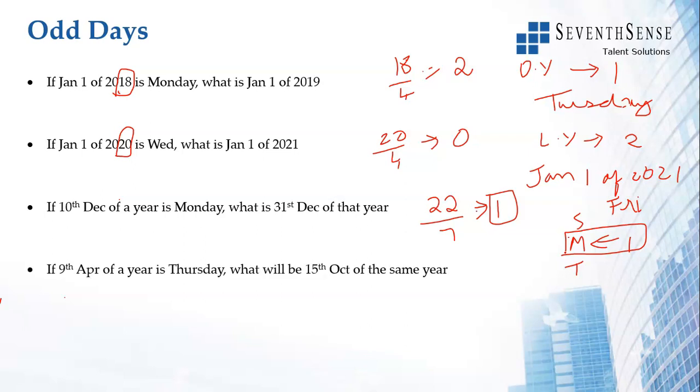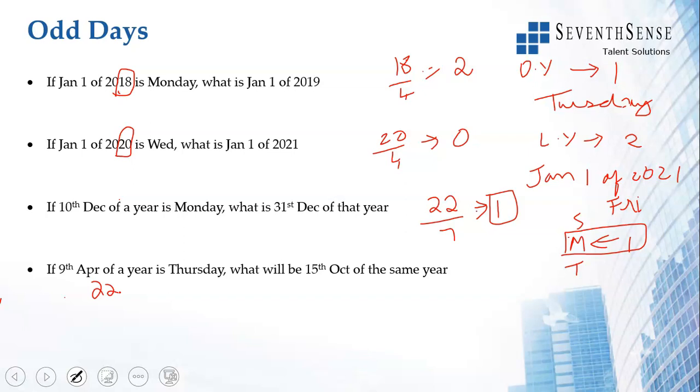9th April of a year is Thursday. What will be 15th October of the same year? First of all, let us look at the number of days between 9th April and 30th April. Both the days inclusive, we have 22 days. Those we'll keep as it is.